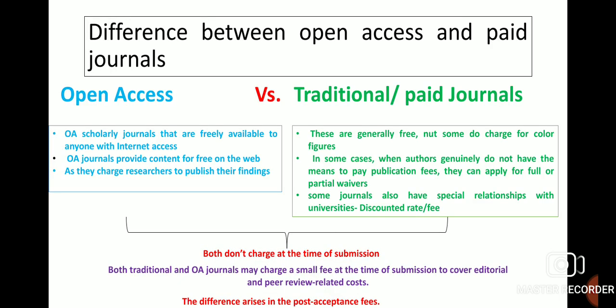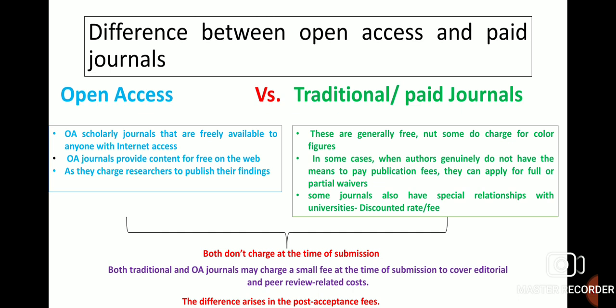First we will see what is the difference between open access and paid journals. Open access journals are freely available to anyone with internet access. They provide content for free on the web, and they charge researchers to publish their findings. Therefore their content is available freely on the websites.